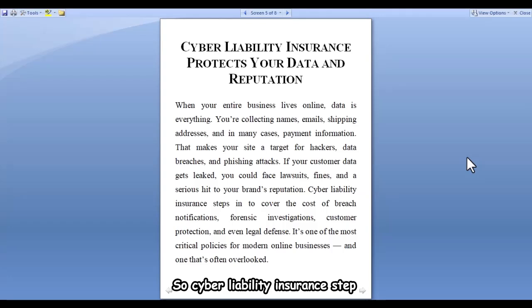So cyber liability insurance steps in to cover the cost of breach notifications, forensic investigations, customer protection, and even legal defense. It is one of the most critical policies for modern online businesses and one that's often overlooked. So now let's go to the next page.